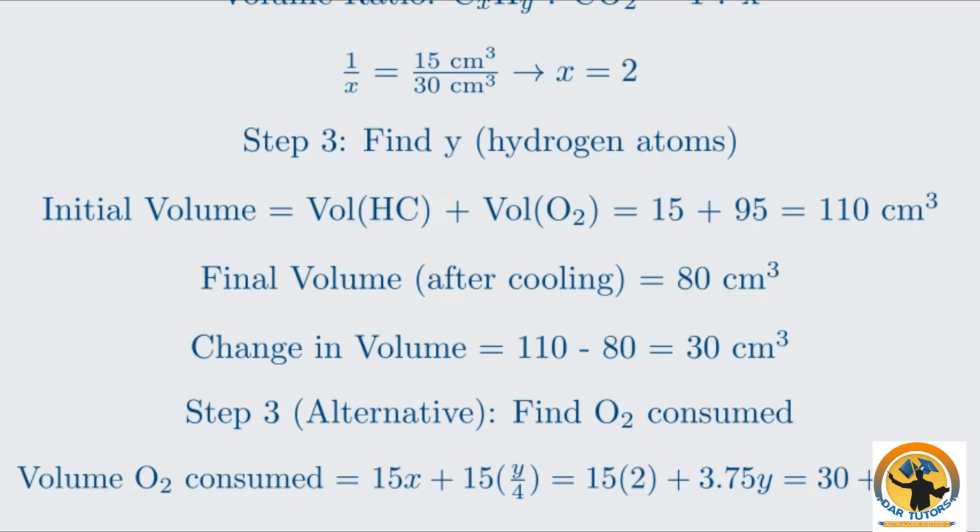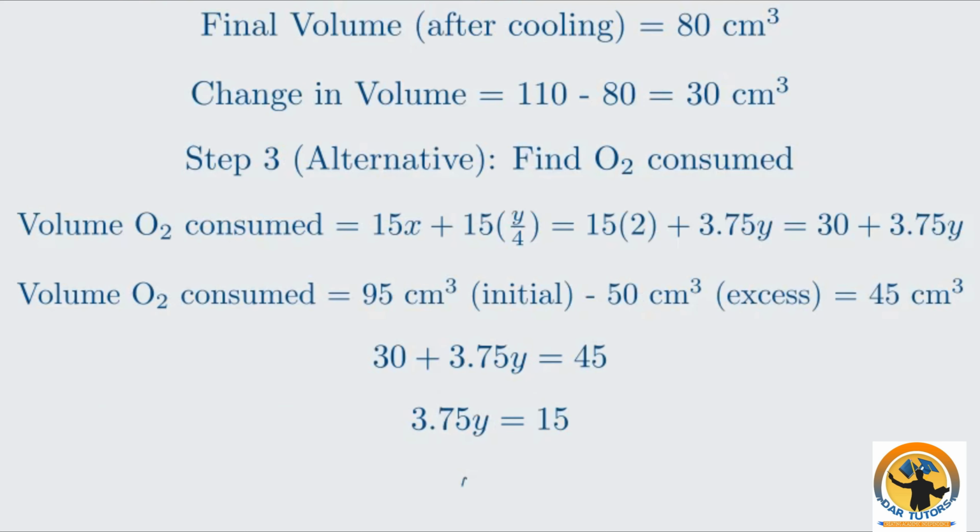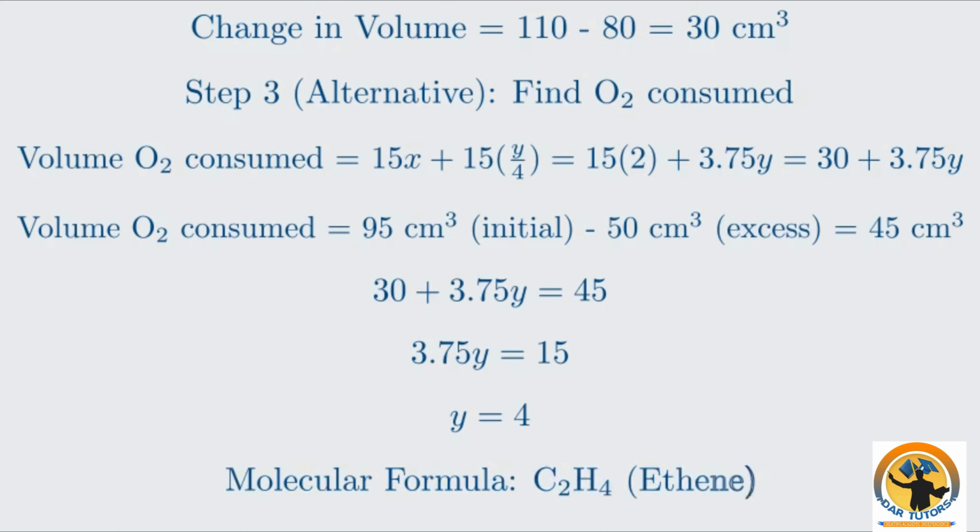Let's reevaluate. Initial O2 was 95 cm3. The final residual gas after removing CO2 was 50 cm3, which must be the excess O2. So the volume of O2 consumed is 95 minus 50, which is 45 cm3. Now we equate the volume of oxygen consumed with the stoichiometric expression we derived. We have 30 plus 3.75 Y equals 45. Solving for Y, we get 3.75 Y equals 15, so Y equals 4. With X equals 2 and Y equals 4, the molecular formula of the hydrocarbon is C2H4, which is ethene.